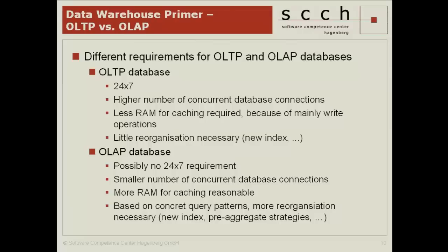On the other side, an analytical database is possibly used just in-house, so possibly not that strict a requirement of being online every time. You usually also have a smaller number of concurrent database connections, so more memory is reasonable for caching, based on concrete query patterns, so queries which users execute. There might be more reorganization necessary, for instance creating another aggregate table for a particular query because it is called 10 times today. So for our Firebird knowledge, this is an interesting list because in respect to caching, possibly what architecture we should use for a transactional system and an analytical system.